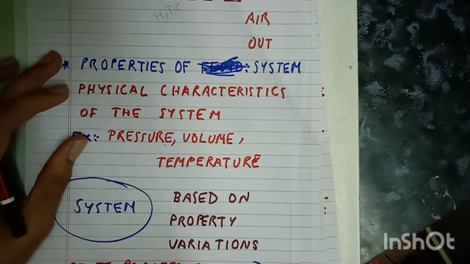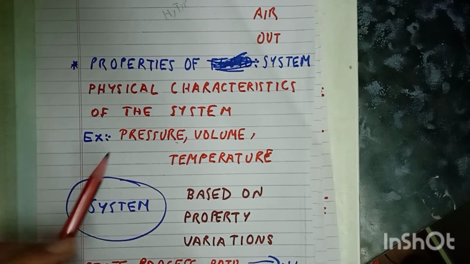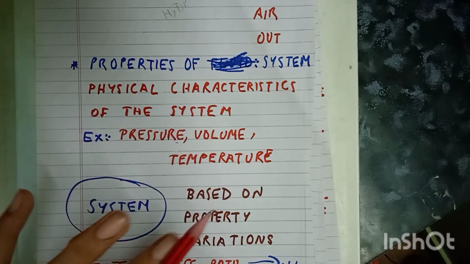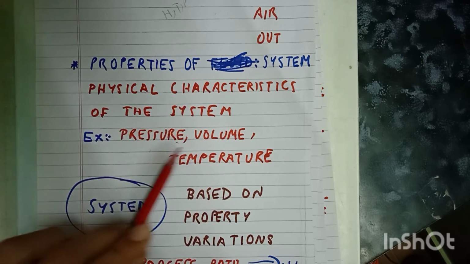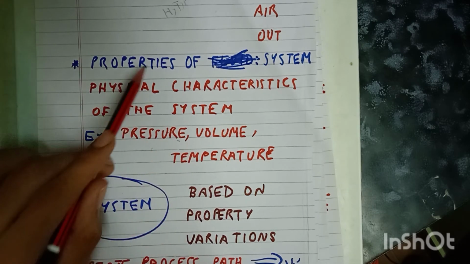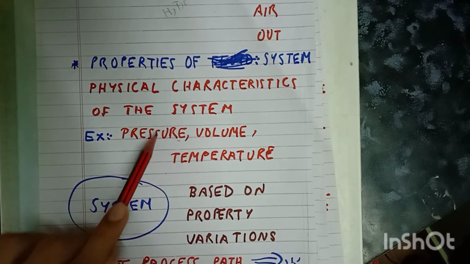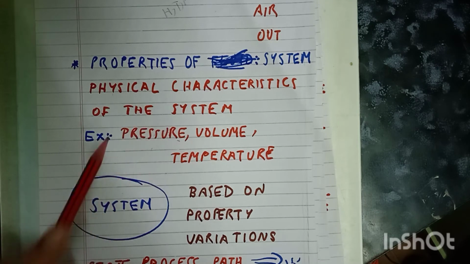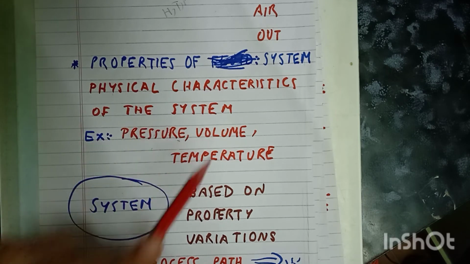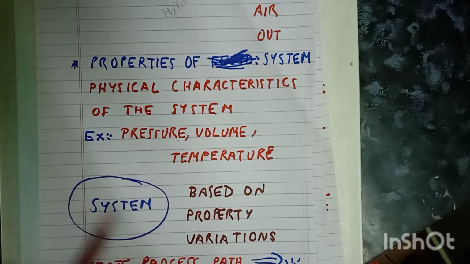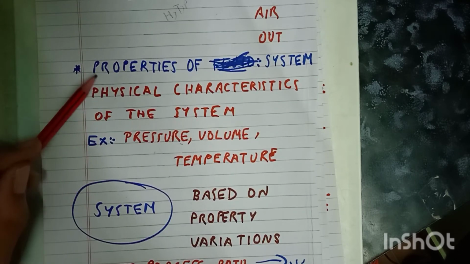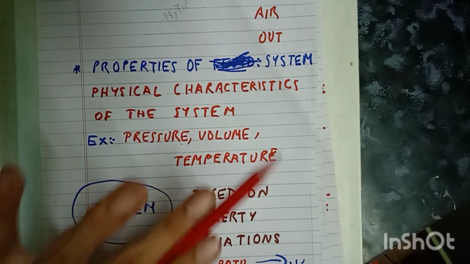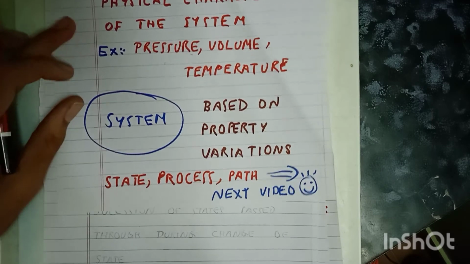So next one, let's move to the properties of system. While understanding it, you would have understood that it's nothing but the physical characteristics of the system, for example pressure, volume, temperature. As you know from the earlier courses, these are known from the earlier classes. So properties of the system are nothing but physical characteristics of the system. Examples are pressure, volume, temperature, right? Okay, let's move on to the next one.